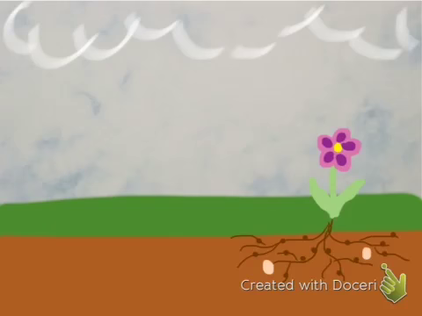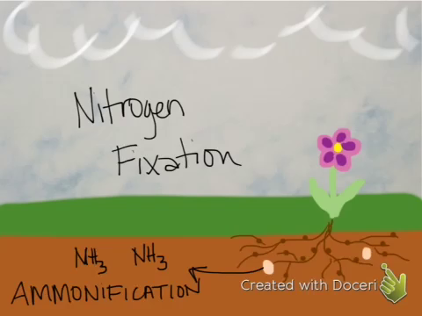Now, the first kind of bacteria will actually take that free nitrogen and will then add hydrogen atoms and separate the two nitrogen atoms. This is called ammonification. This is beginning the process of nitrogen fixation.